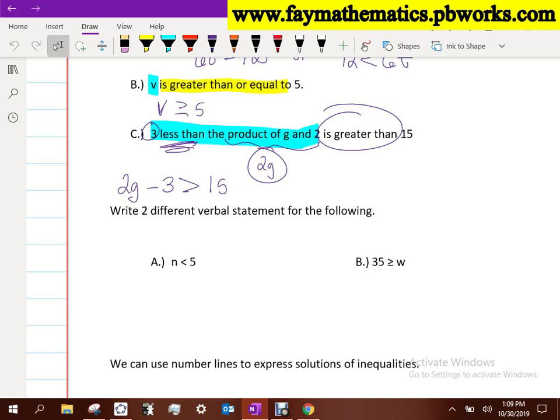So do we have to write 2 for each? 2 for each. 2 for A and B. Okay. In word form, right? Yeah. So you want to write a sentence like these up here. So it's working backwards from what we did up here.